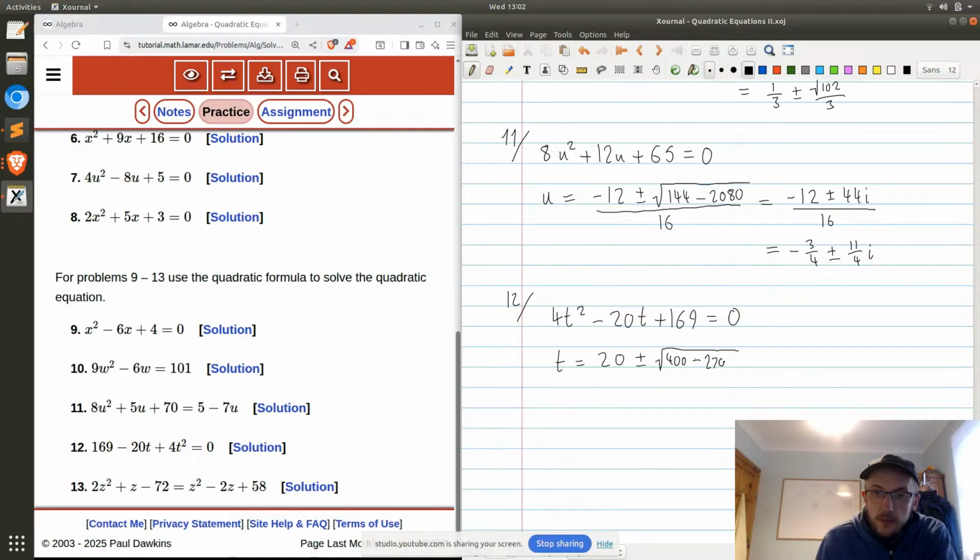But that has to be subtracted, you know. All right, fine. And all of that is divided by 8. So what is 400 minus 2,704? The answer is negative 2,304. And is that a square? The answer is yes. It's the square of 48. So it would be t equals 20 plus or minus 48i all over 8, which is 5 over 2 plus or minus 6i.